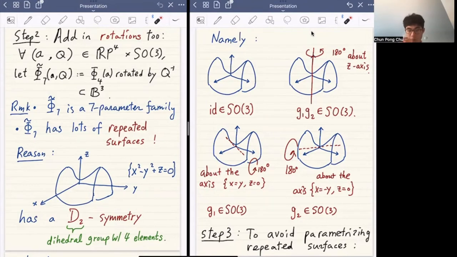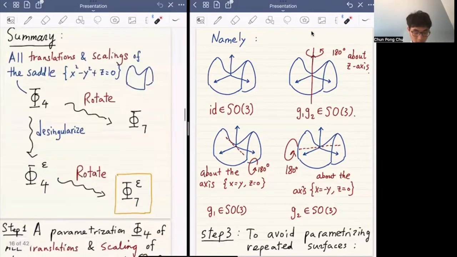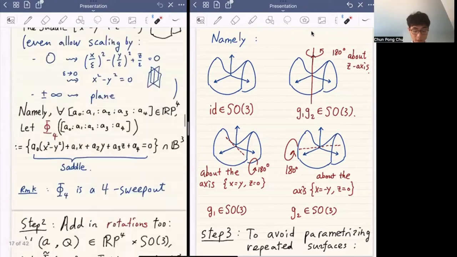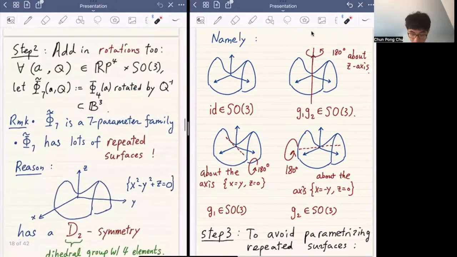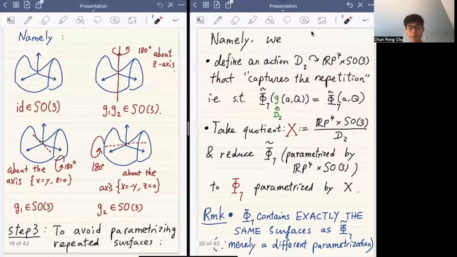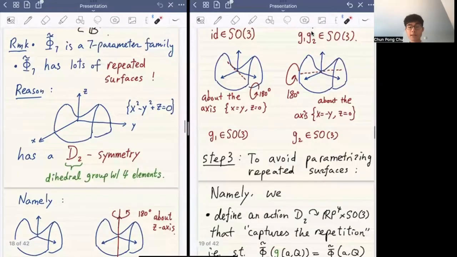And this redundancy will cause a problem because we want a 6-sweep out, right? This is the goal, to have a 6-sweep out. And in fact, the redundancy, the repeated surfaces, will prevent us from doing that. So what should we do? We want to get rid of those repeated elements, right? The most natural way to do it is to mod out those repeated elements. We take a quotient on the parameter space, right?